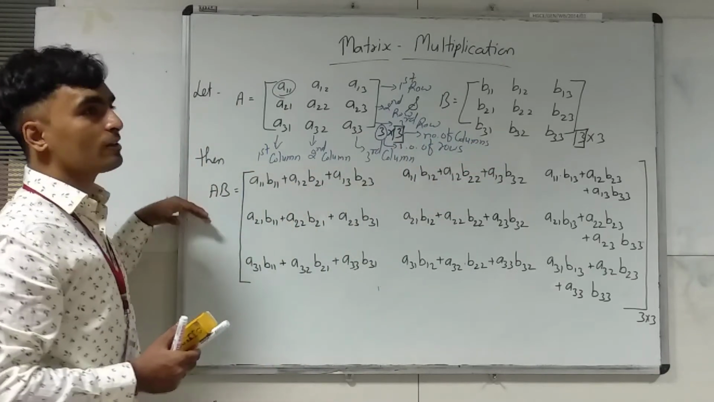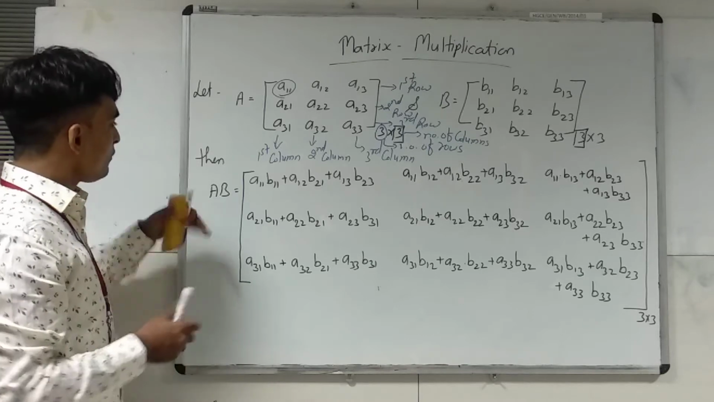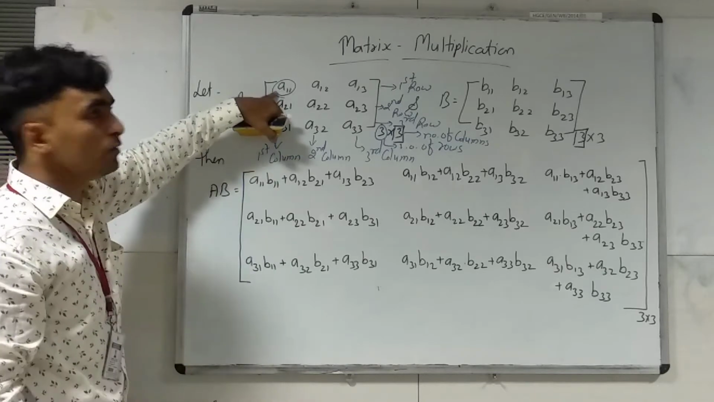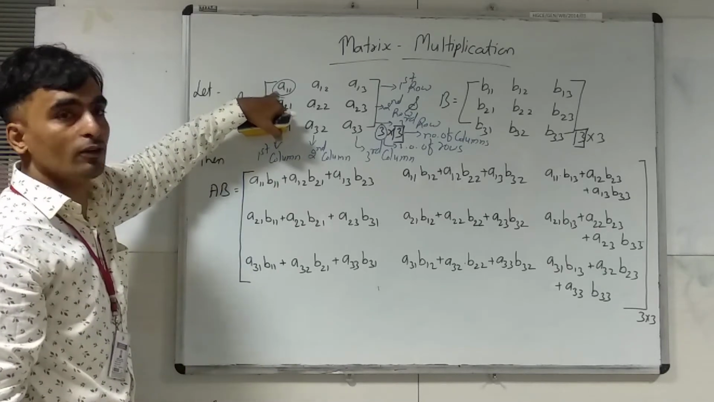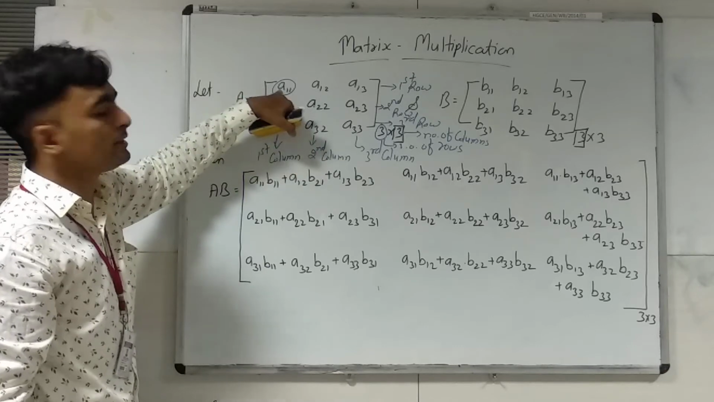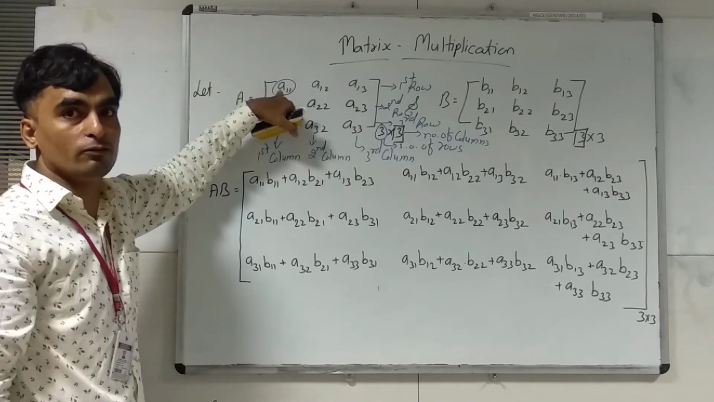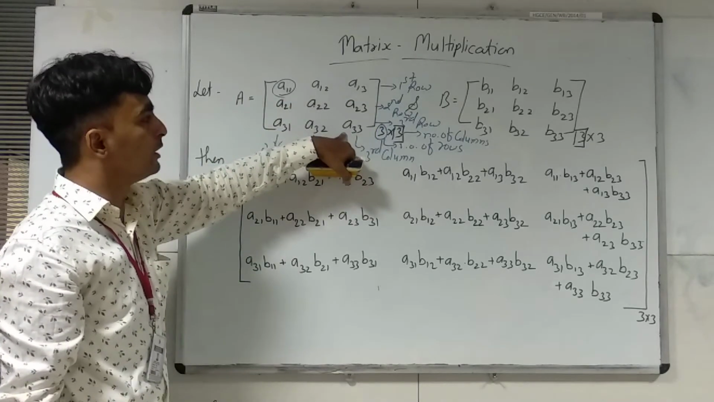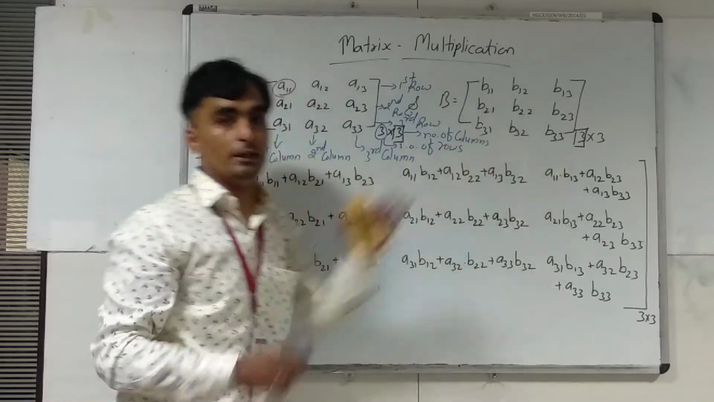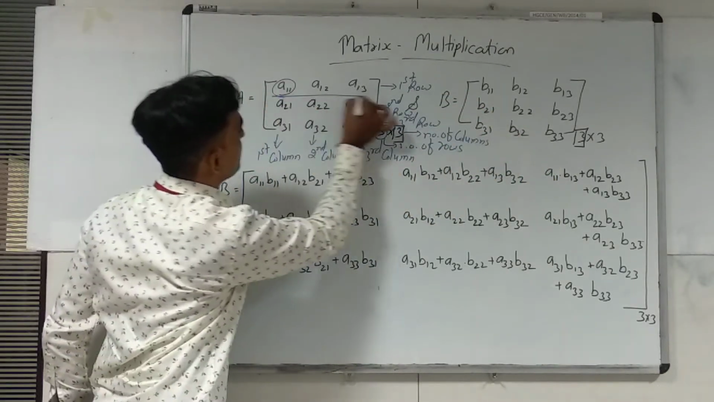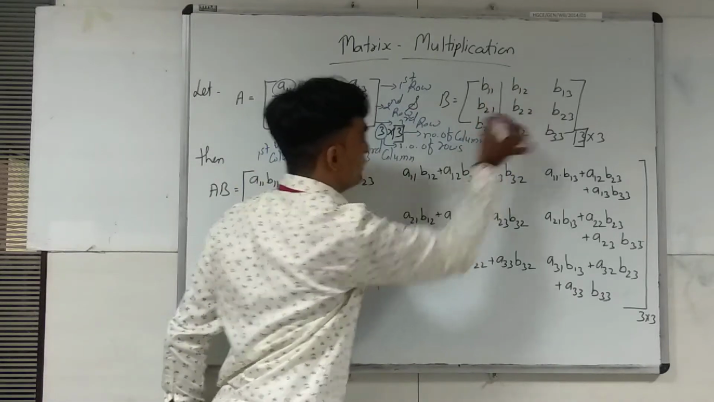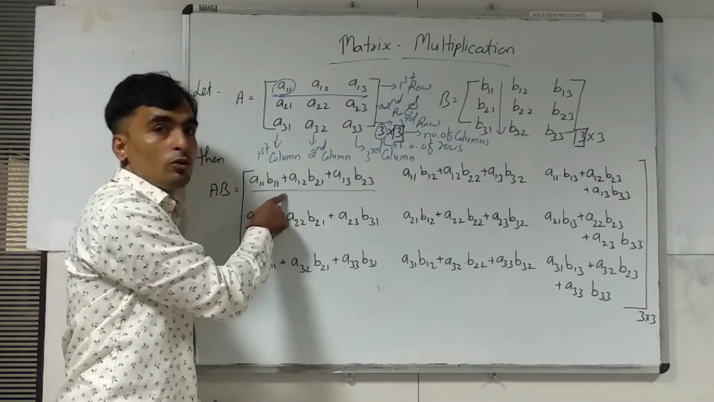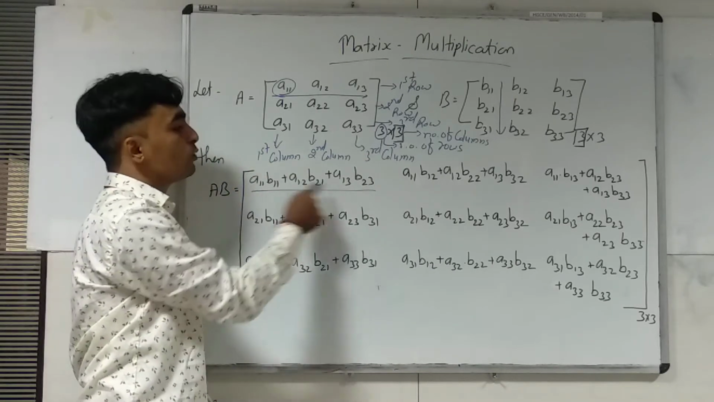So now let's start the process. For this entry, A11 shows the element of matrix A which stands in first row and first column, first row second column, first row third column. Same for third row third column. Similarly for matrix B. Now when we start the process, this entry's address in the resulting matrix is first row, first column.